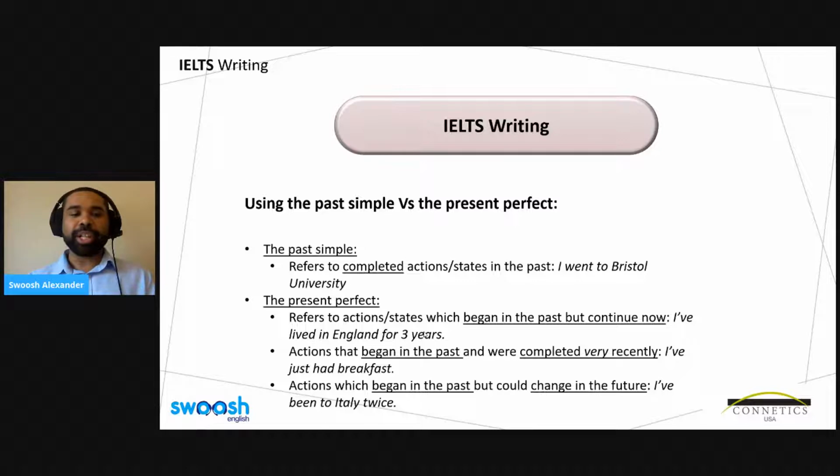That can't change. I can't change the past. I could change the situation here because saying I've been to Italy twice is only a representation of what has happened up to now. If I go again, then that situation will change. So these are ways in which we would use the present perfect.